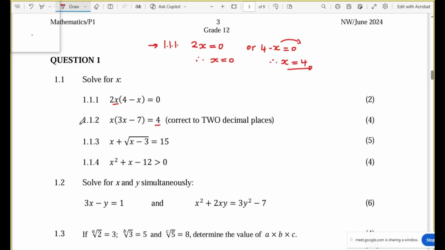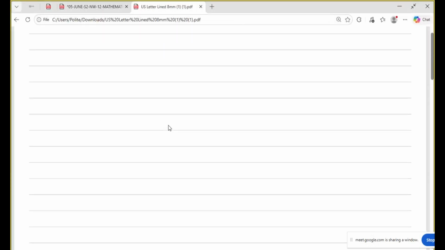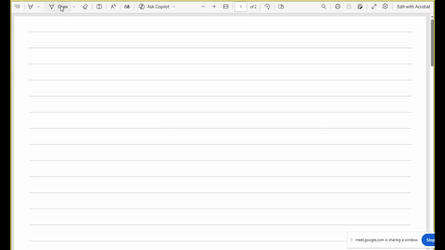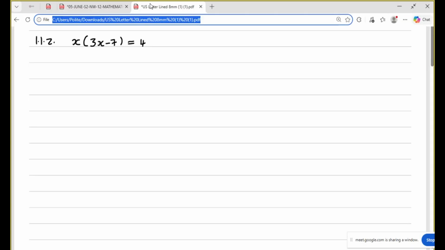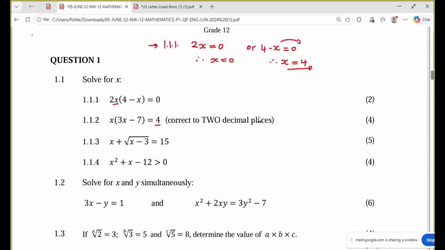I'm just going to look at what I'm given here. I'm given 1.1.2, x into 3x minus 7. Let's go and work on that problem. So this is what we have, 1.1.2: x into 3x minus 7 is equated to 4, and they say correct to 2 decimal places. So Mpo said that if you see the statement correct to 2 decimal places, it is telling you that you need to use the quadratic formula.